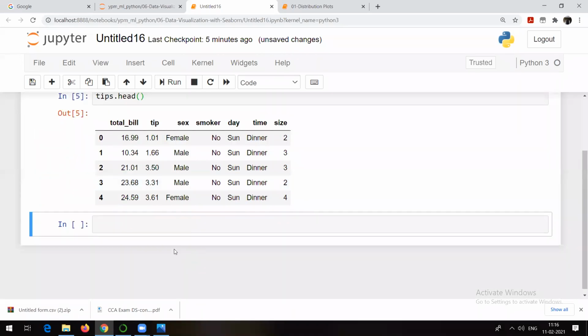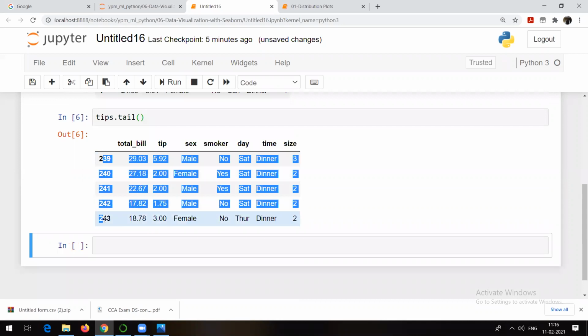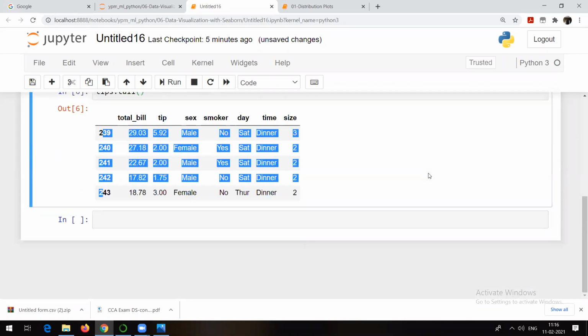Right? This basic thing we have already talked about. Or if you want to check the last 5 records, we can make use of tips.tail. Tail is going to show you the last 5 records. So you can check 1, 2, 3, 4, 5. So head and tail. I hope you people are aware of it.